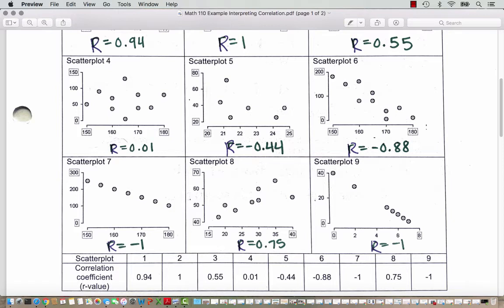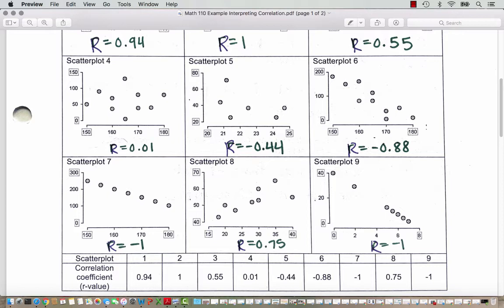Scatter plot 5 has a slightly negative trend. If I was going to fit a line through the middle of these points as best I could, I would have a negative slope line or a negative association, and we see the correlation is negative 0.44. So it's negative, but it's not a perfect fit to a line, and so our correlation value is somewhere between 0 and negative 1.